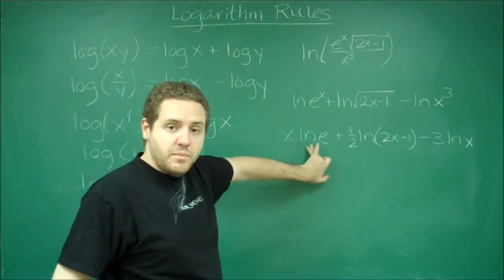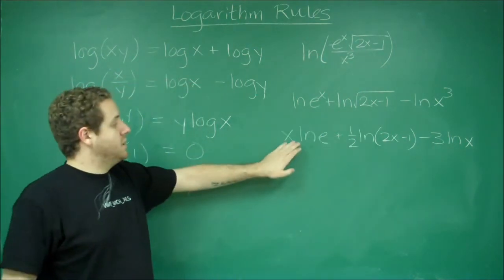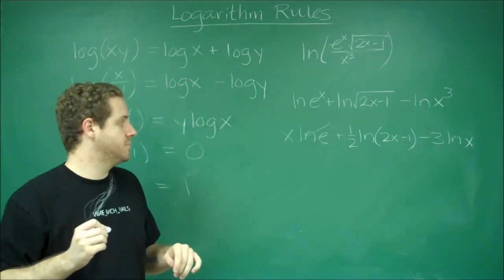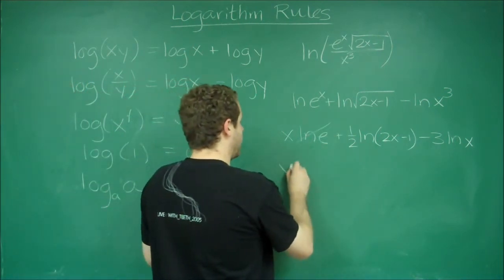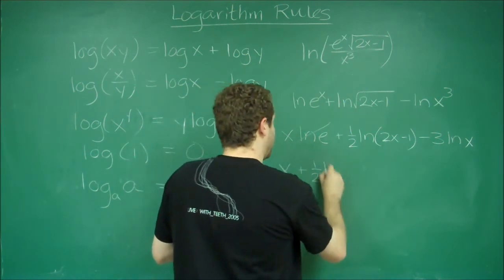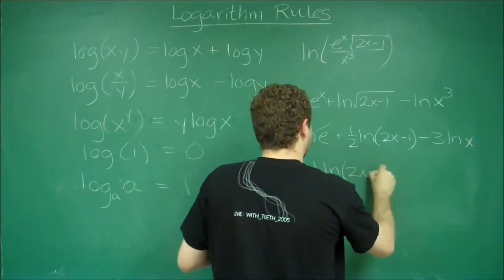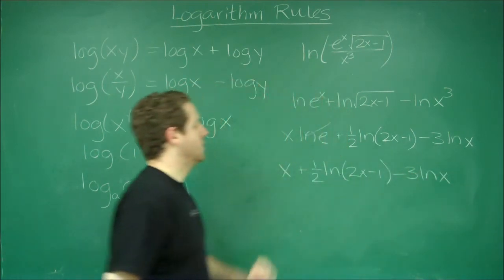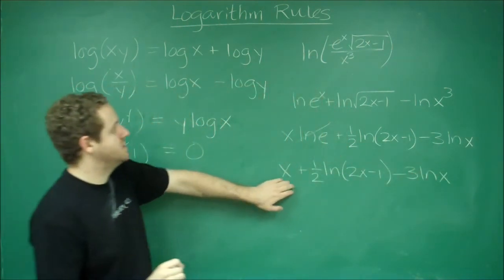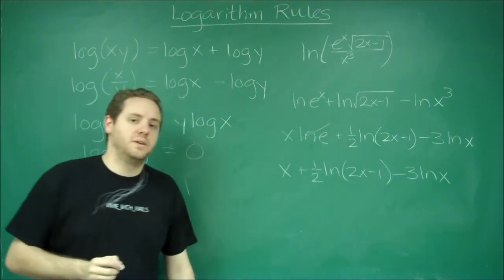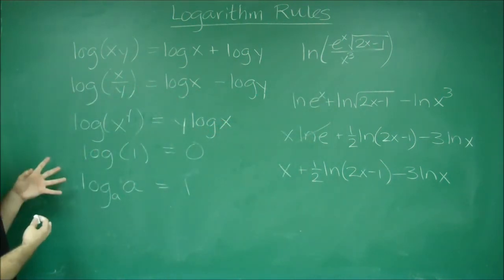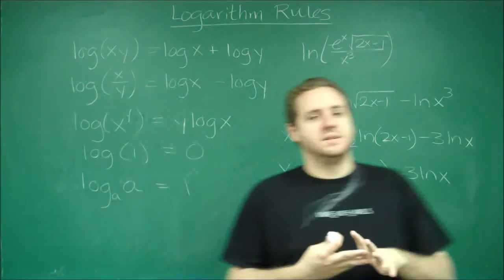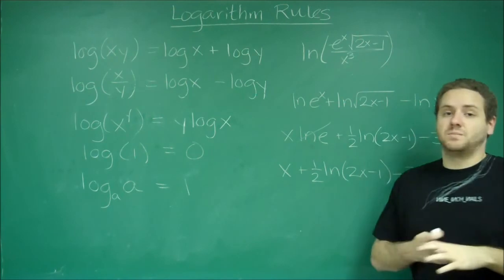Now ln, remember, stands for log base e. So if we're doing log base e of e, that's just 1. So that goes away. So we'd be left with x plus 1/2 ln 2x minus 1 minus 3 ln x. And this is the most simplified version of what we just had up there. So that's an example of using almost all of these logarithm rules in one problem, but these are all the ones that you're going to need to know to apply to problems in this class.